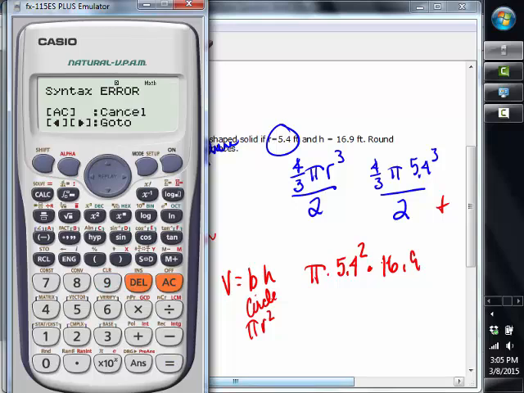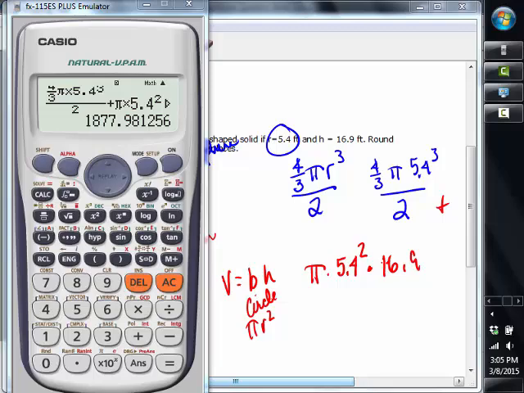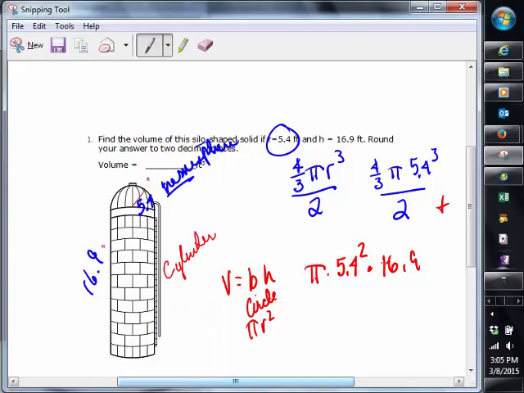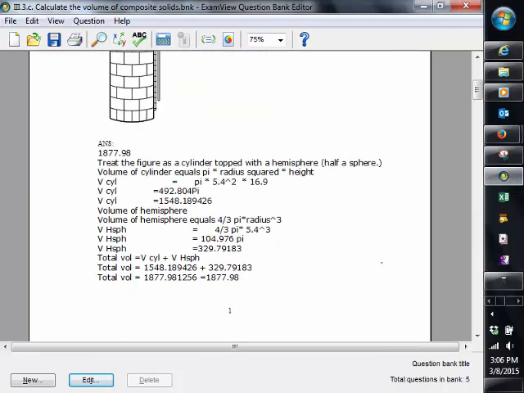And we get, ooh, what did I do wrong? Oh, we have to put in a times sign there. Alright. And we get, well, that's in with pi as the label. We want it in decimal notation, so it's 1877.98, and it says round to 2 decimal places, so that's what we would say, 1877.98. Let's look at the next one.